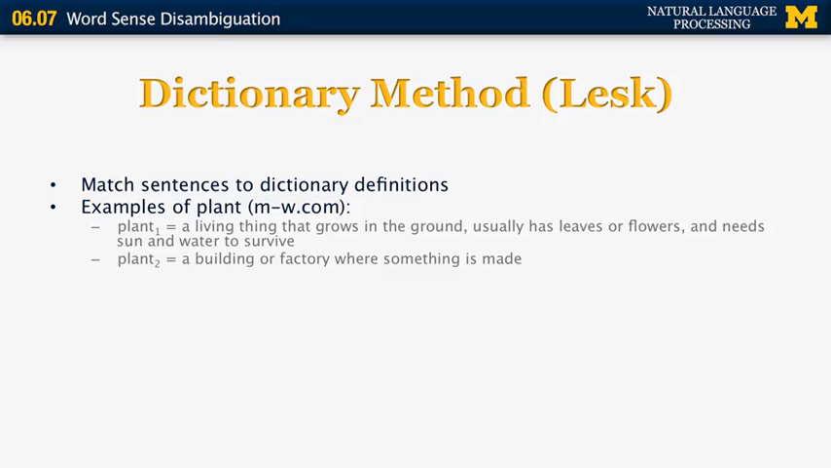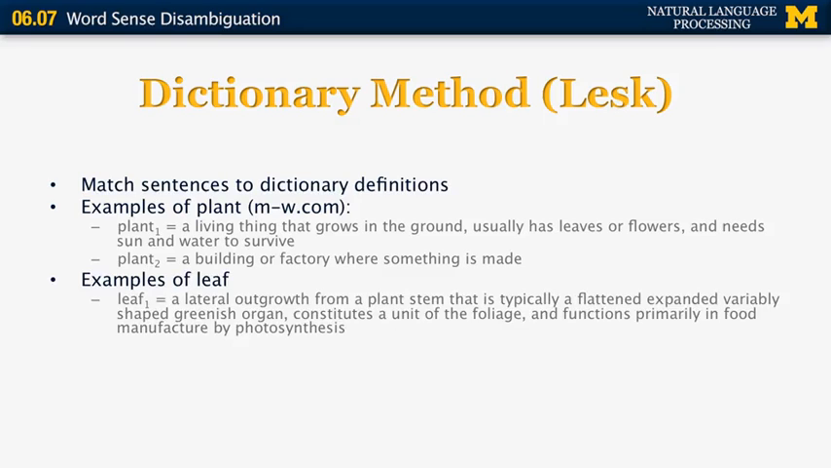The second example is the word leaf. So the two definitions that we're going to consider are leaf 1, which is a lateral outgrowth from a plant stem that is typically a flattened, expanded, variably shaped greenish organ, constitutes a unit of the foliage and functions primarily in food manufacture by photosynthesis. And then leaf 2 is a part of a book or folded sheet containing a page on each side.